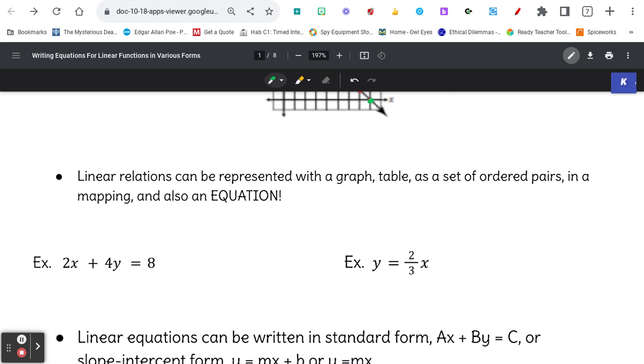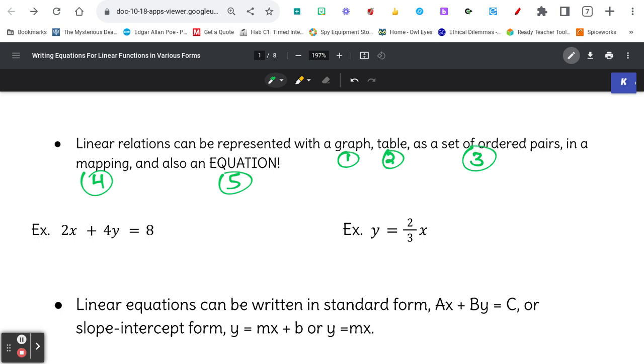Linear relations can be represented several ways. Number one, they can be represented as a graph. Two, linear relations can be represented in table form. They can be represented just as a set of ordered pairs, in a mapping, and five, in an equation. But you should have learned that from watching the video from Monday, the one I assigned for homework. If you didn't watch those videos, you definitely need to go back and watch them because all the information is on your ACAP test.